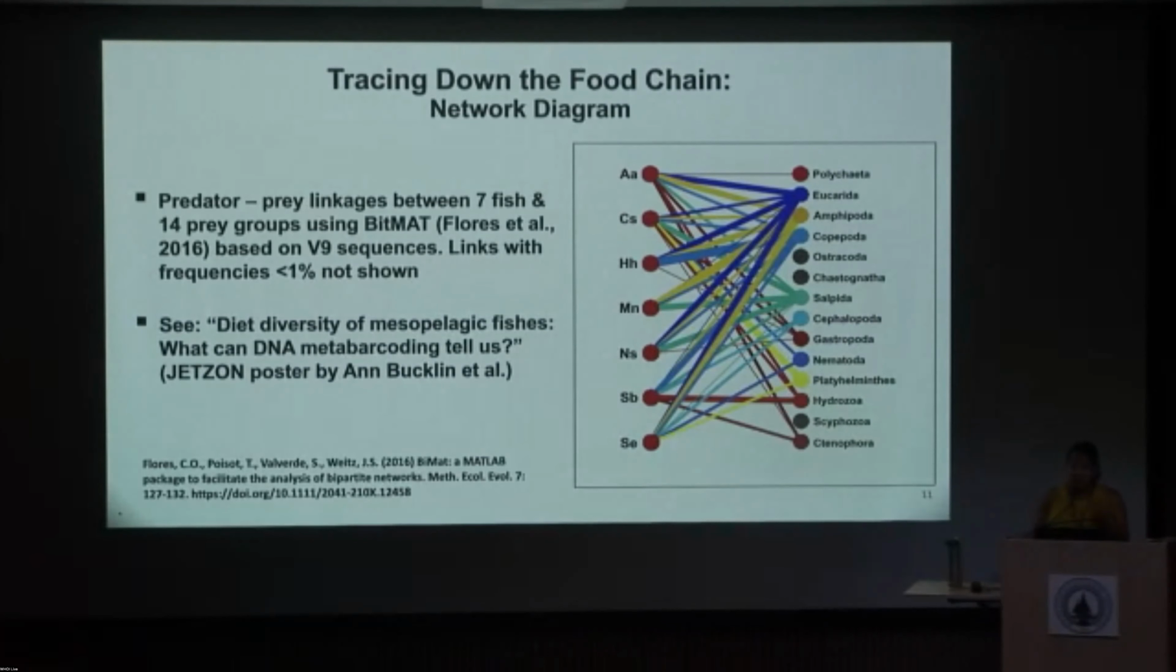And the other thing we can do with metabarcoding, similar to what Anola presented, is trace it using network diagrams. Here I'm showing the predators on this side of the plot and all the prey, and we can see the linkages between the 7 fish and the 14 prey groups using BeatMap and other programs. We can see again that euphausiids are a strong component of their diet, but the jellyfish have a definitely wider link, which means they are important for certain of the fish species.